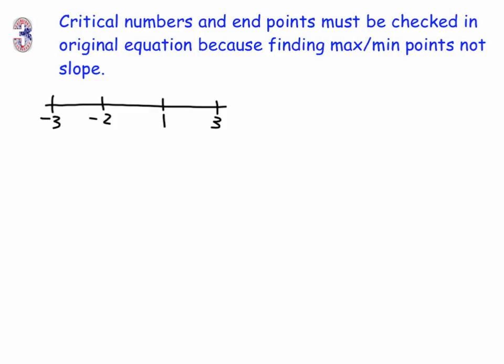So we check the critical numbers in the original. If you were finding out where the graph was increasing and decreasing, that's the slope. So if you're plugging it into the derivative, you're finding out the slope of the line. We're not looking for that here. We're looking for the maximum and minimum points of this curve, so we have to plug these numbers into the original equation.